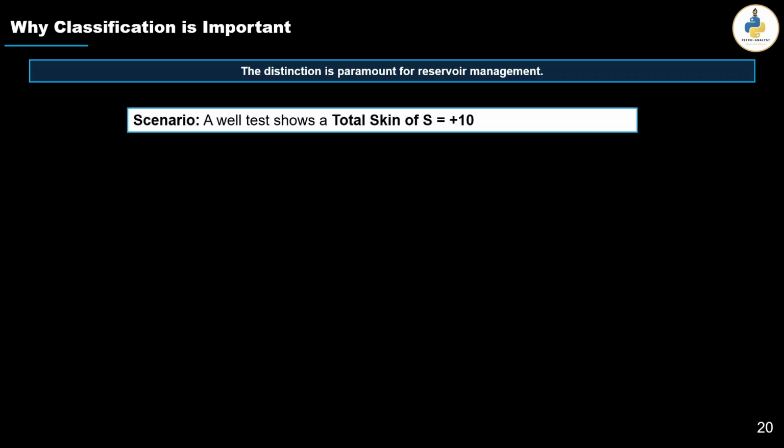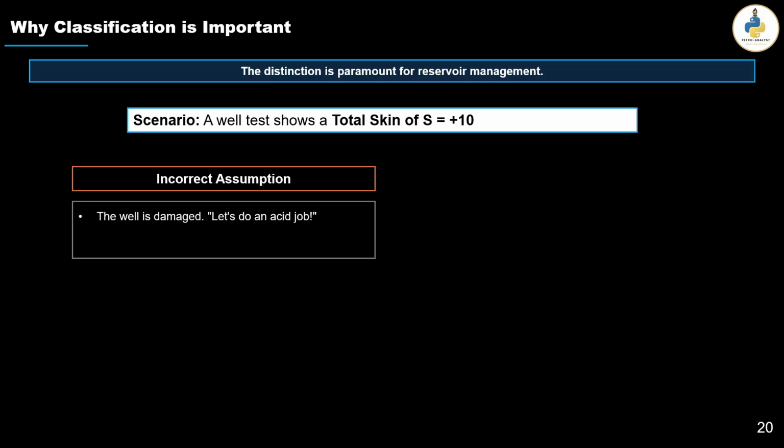Why is the classification important? Why do we need to discriminate or to know the components of the total skin that we measure from the well test? Let's imagine this scenario. It is an imaginary case, but this happened in an actual field. We have a well that shows a total skin of positive 10. You can make your assumption, which in this case is incorrect, that the well is damaged. Let's do an acid job or let's do hydraulic fracturing.